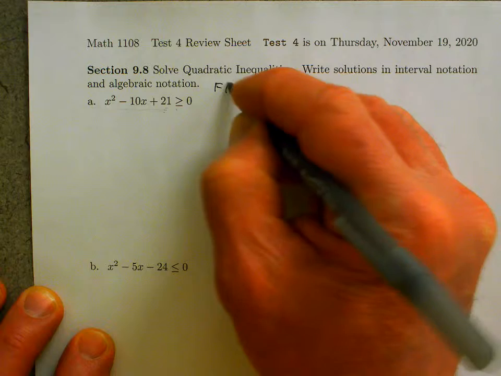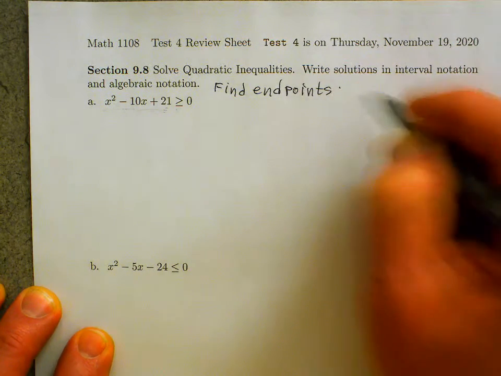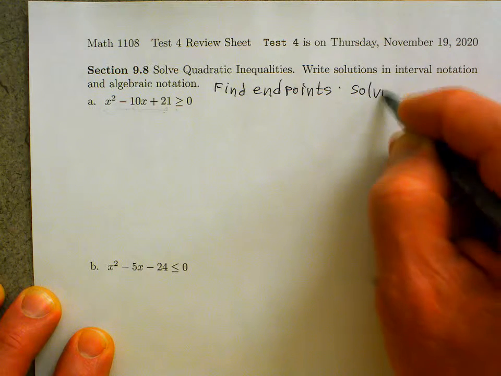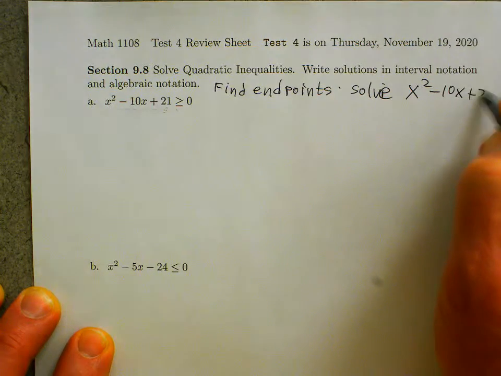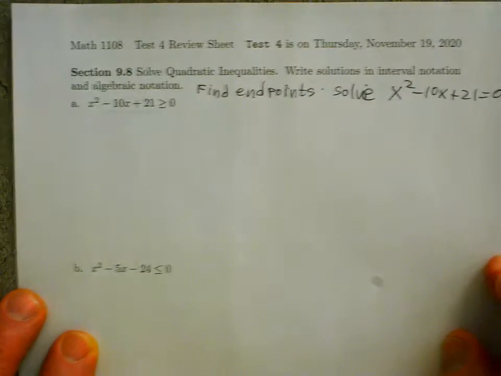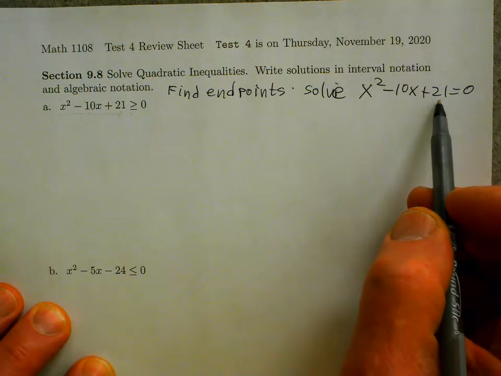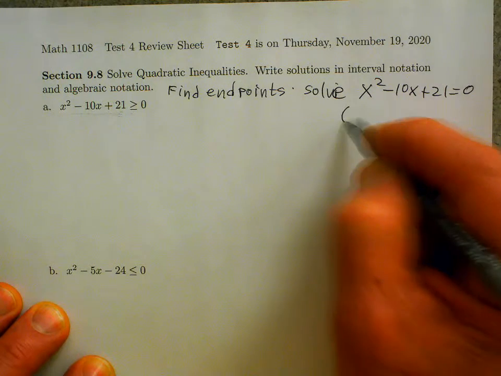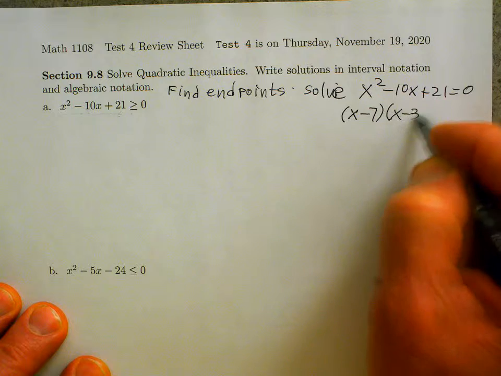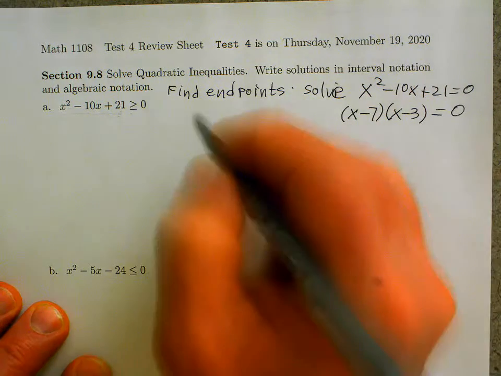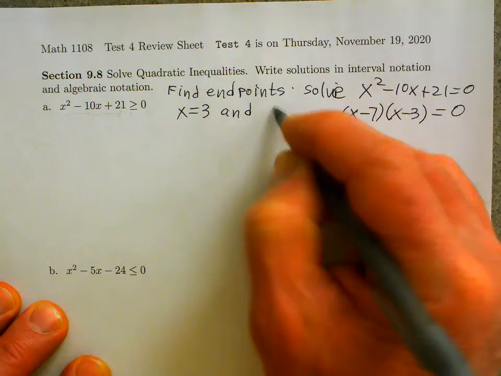So find the endpoints of the intervals by solving the equation x squared minus 10x plus 21 equals 0. And we can solve this by factoring. So one of the factors is x minus 7, the other one is x minus 3. So the endpoints are positive 3 and positive 7.